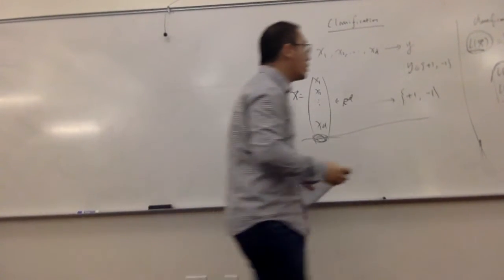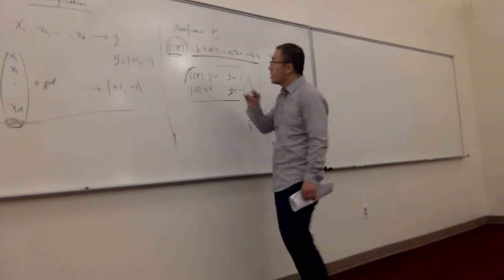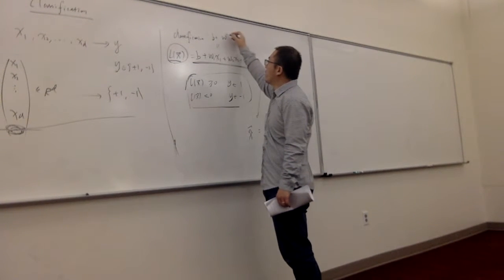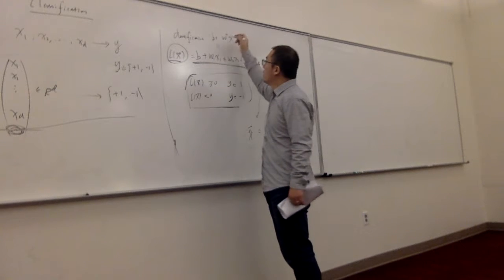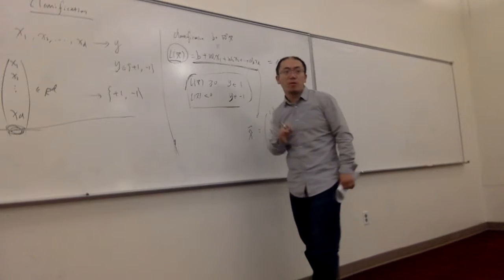But today we still focus on this canonical form. So this form can be written as b, an intercept, plus the inner product between w and x. Here I directly write it as w transpose x. To emphasize they are both vectors, I put an arrow on top of them.